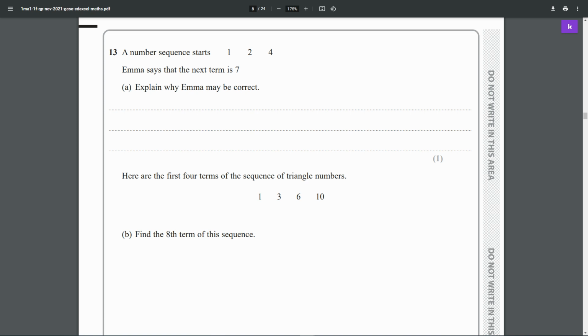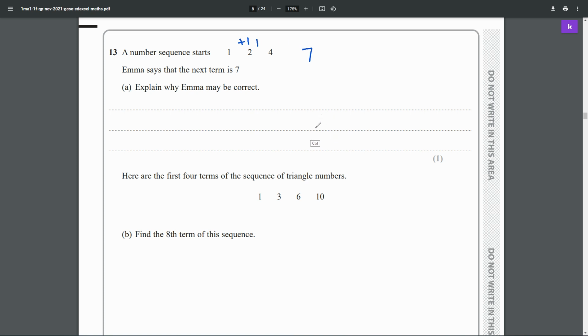All right, let's go through this question. It should be more than enough time. So we've got 1, 2, 4. Emma says the next term is 7. Explain why she may be correct. If we add the number 7 in here, what are we doing? We're plussing 1, plussing 2, and we're plussing 3. So yes, that is possibly true.